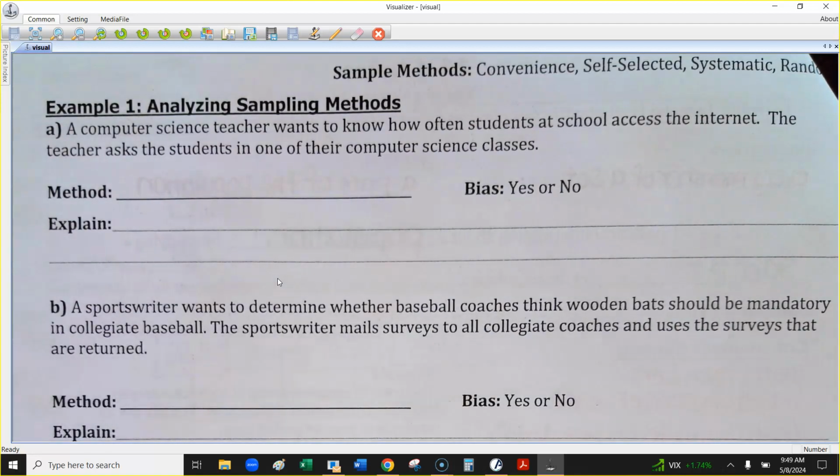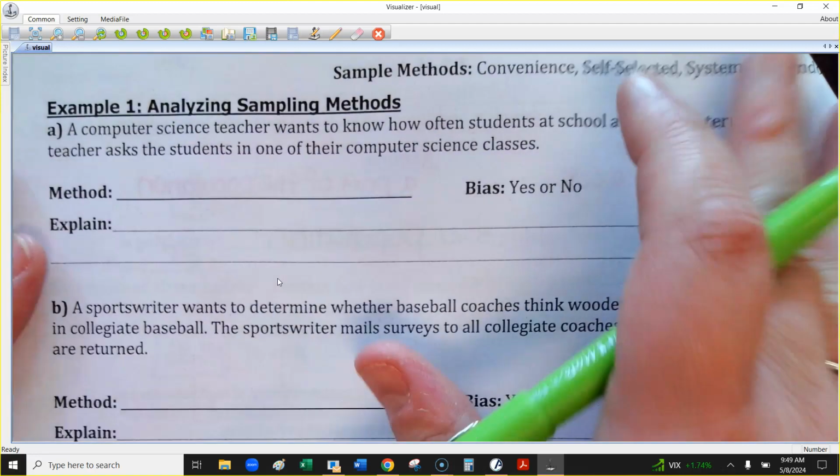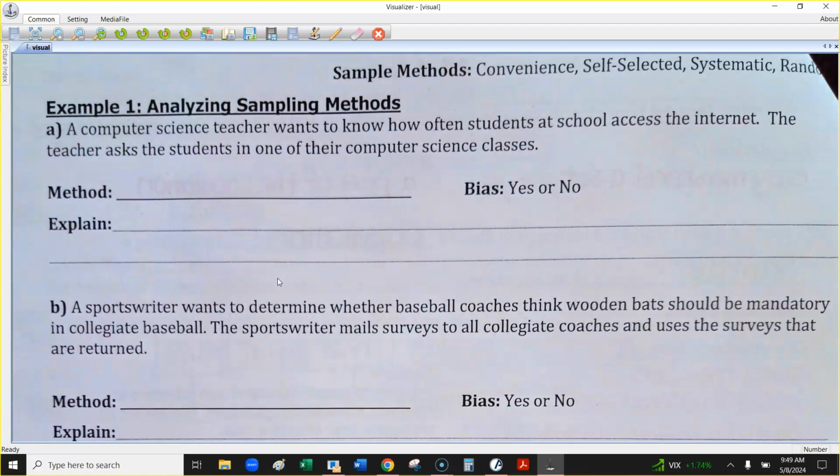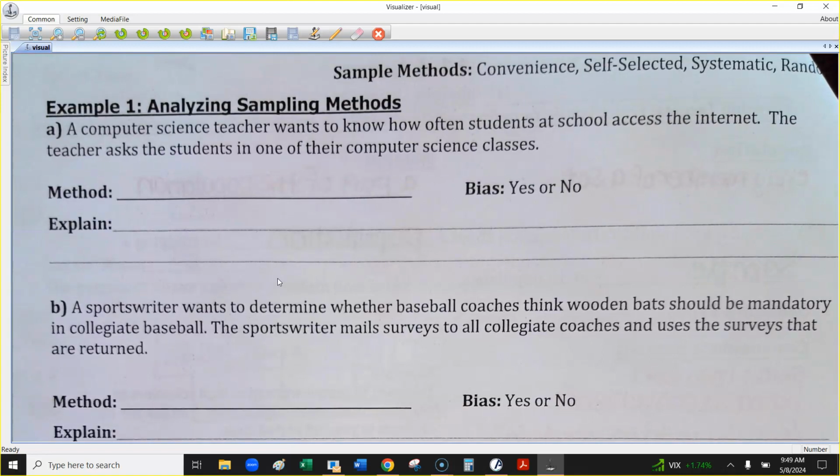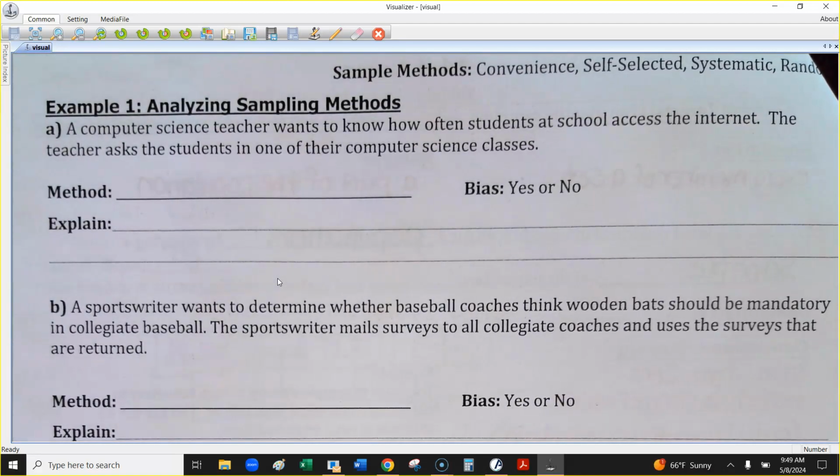But then maybe your reason, whether you think it's biased or not, could change. All right, so this one says, a computer science teacher wants to know how often students at school access the internet. The teacher asked the students in one of their computer science classes. Which one of those 4 methods would this fall into? Like, how am I collecting this?